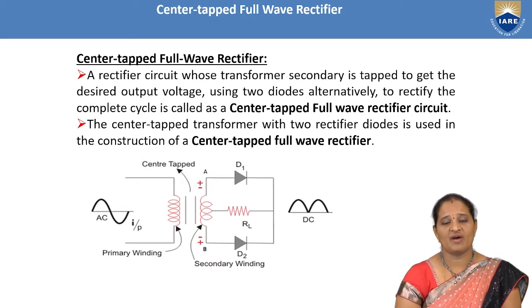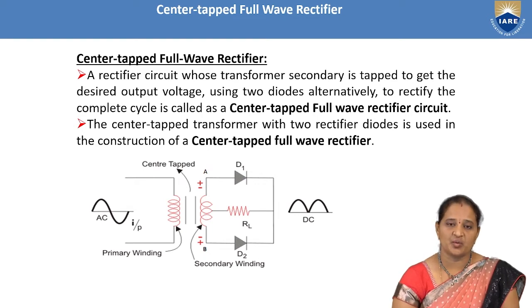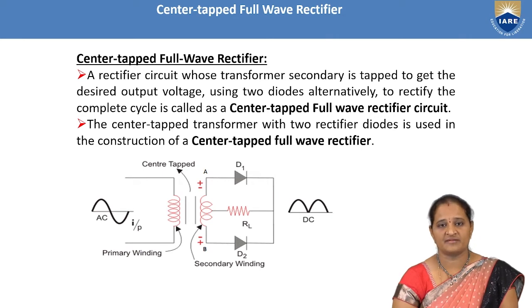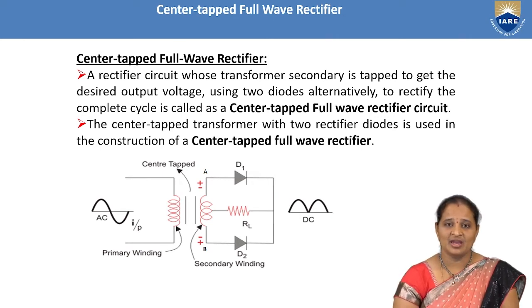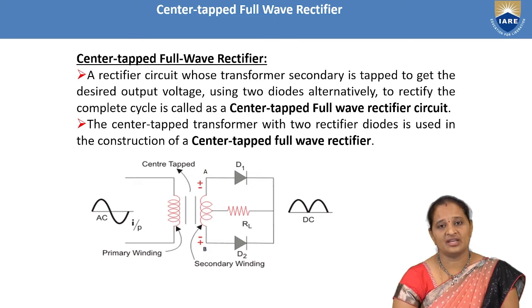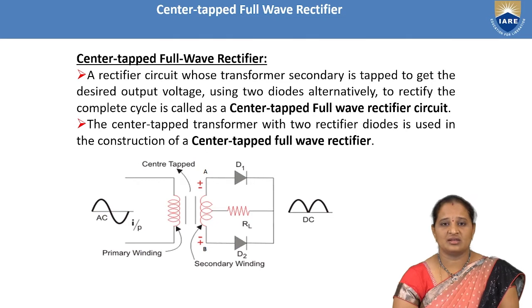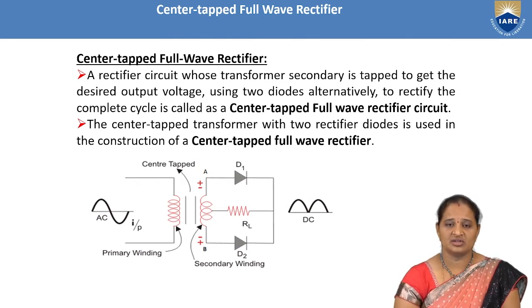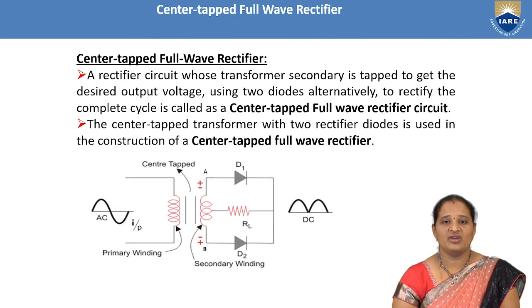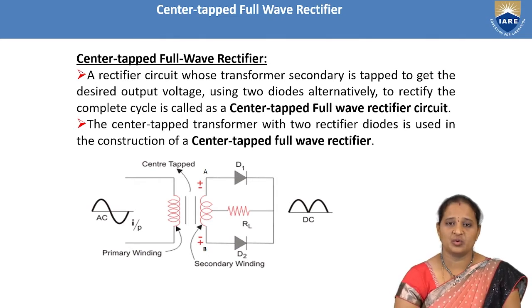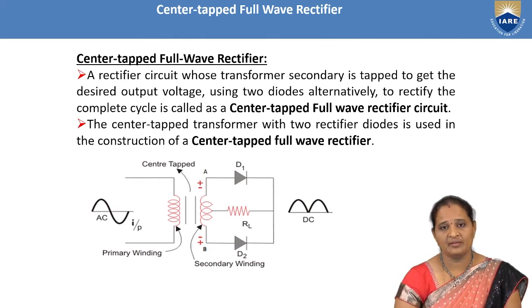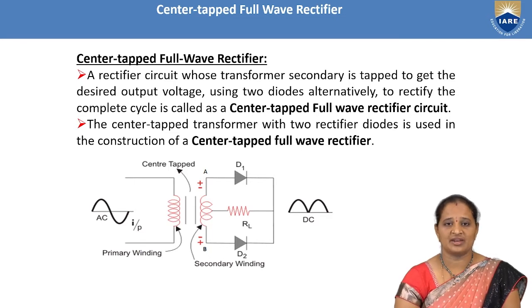The major drawback of half wave rectifier is it can rectify only the positive half cycle. That means the diode conducts only during the positive half cycle of the input AC supply, whereas the negative half cycle was removed. So in order to make the diode conduct in both half cycles, we divide the secondary winding into two halves by providing a center tapping and connecting two diodes, one in the upper half of the secondary winding and one in the lower half.